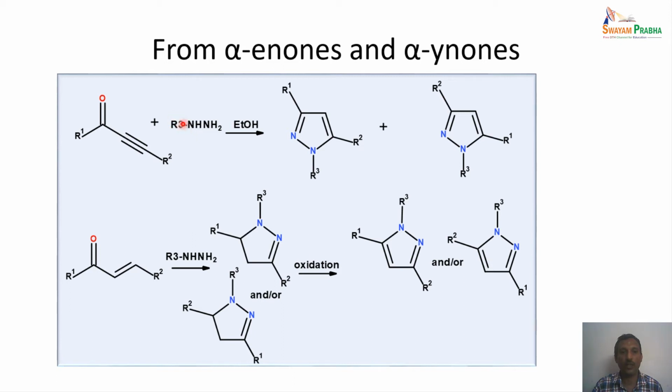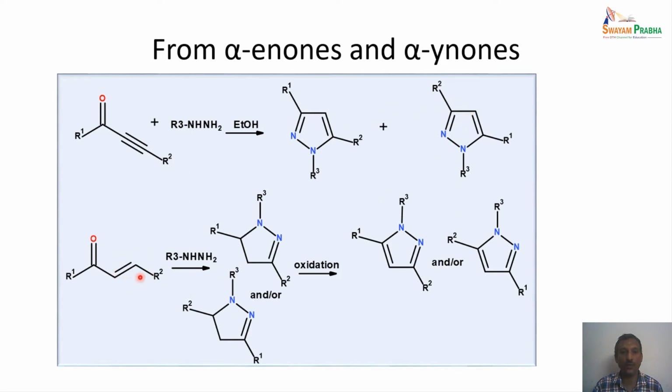The R3 unit comes from the hydrazine part. So this is the part which comes from the hydrazine, which is attached to the nitrogen. And here we have 2 ways by which the actual condensation can take place. So in other words, we are going to get regio isomers in these kinds of reactions. So depending on what the groups R1 and R2 are, we may get different ratios of the final product.